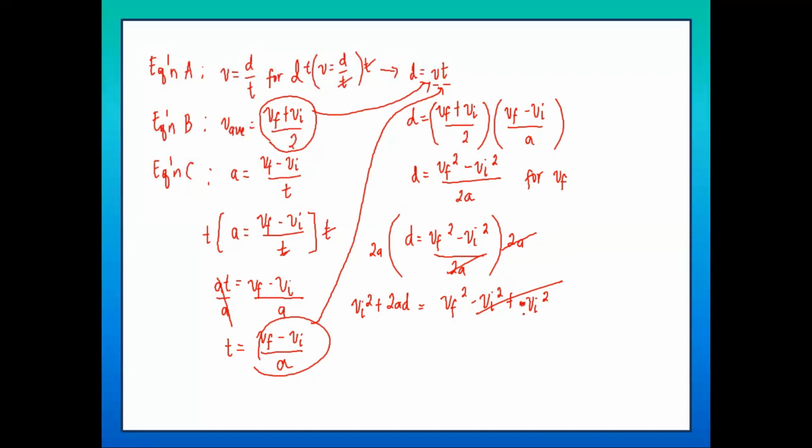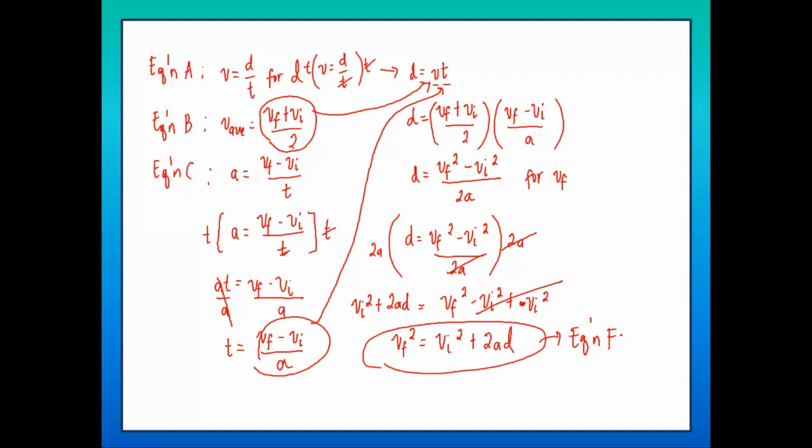Not negative here, so don't mind that. So, v sub i. Okay? Because it's negative plus v sub i, that will be 0. So, v sub f squared is equal to v sub i squared plus 2ad. So, this is now our equation F. Okay, because we stopped at equation E.